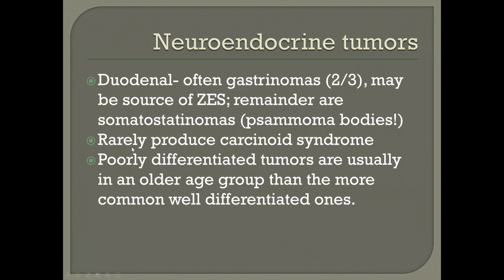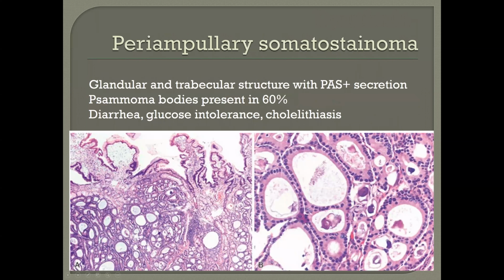Rarely you'll see the carcinoid syndrome with these lesions of the foregut, but the more poorly differentiated tumors can also occur, and usually those are in older patients. Small cell carcinoma, neuroendocrine carcinomas can occur but are uncommon. As we've mentioned, the periampullary somatostatinoma has a characteristic appearance with a gland-forming or pseudo-gland-forming appearance, a PAS-positive secretion, and then usually a good number of psammoma bodies.